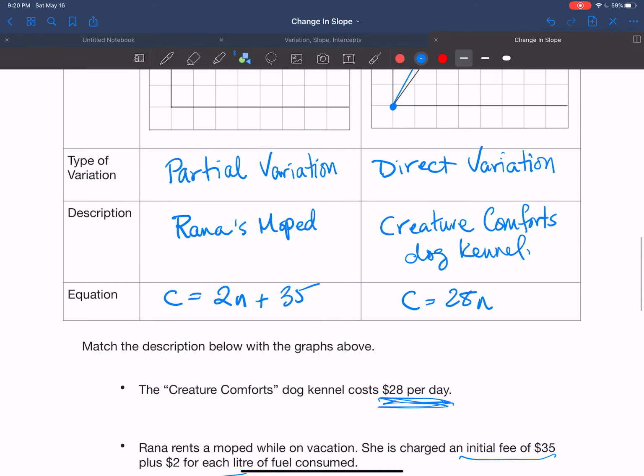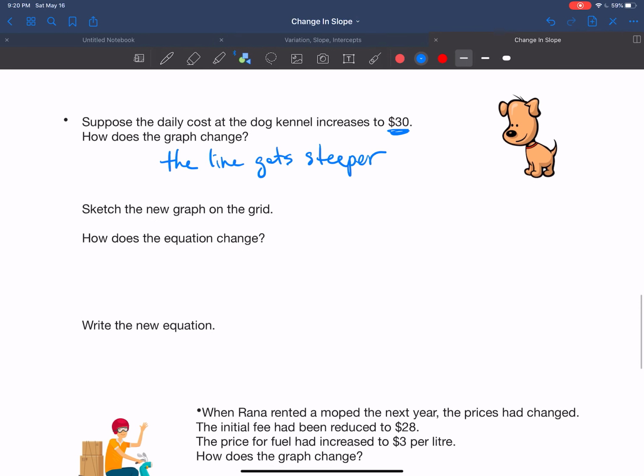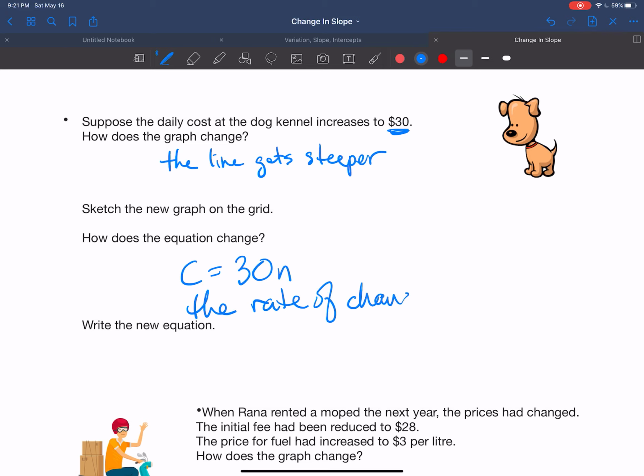And what would the new equation look like? Well, if it was C equals 28n, since they're now charging $30, it would be 30n. So how does the equation change? The rate of change, or the slope, is now 30.